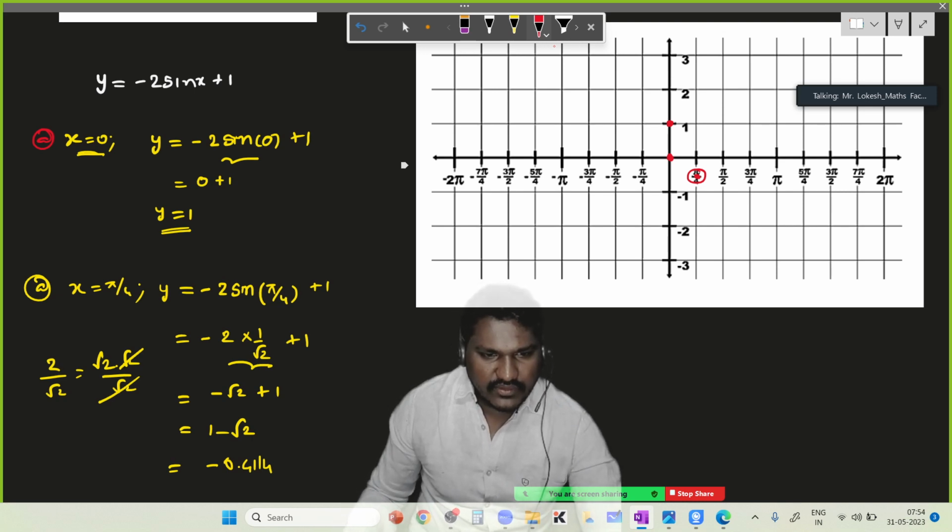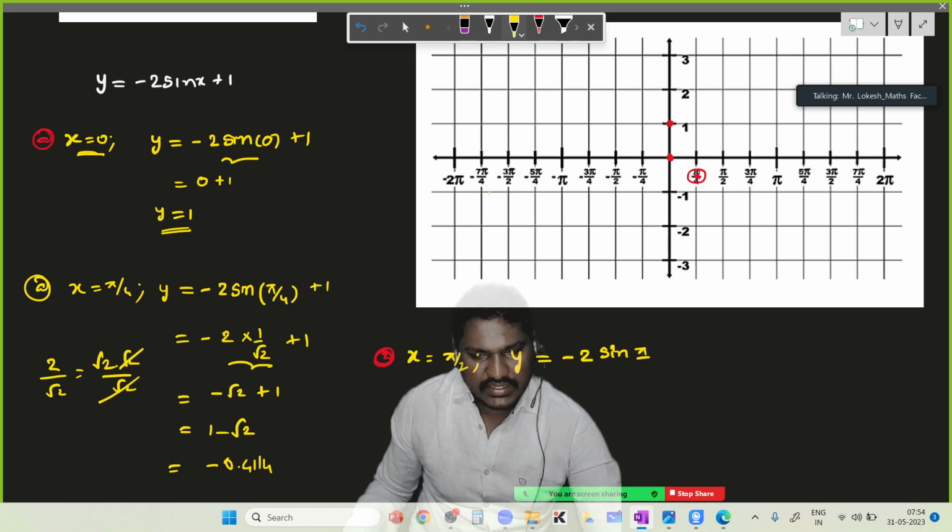Now in the same way, if we do it, the value at x is equal to pi by 2, that means we need to substitute the value pi by 2 in place of x, so it will become minus 2 into sine 90 plus 1. So minus 2 into 1 plus 1, minus 2 plus 1 will become minus 1. That means at x is equal to 90, the value is minus 1. So it will become here.